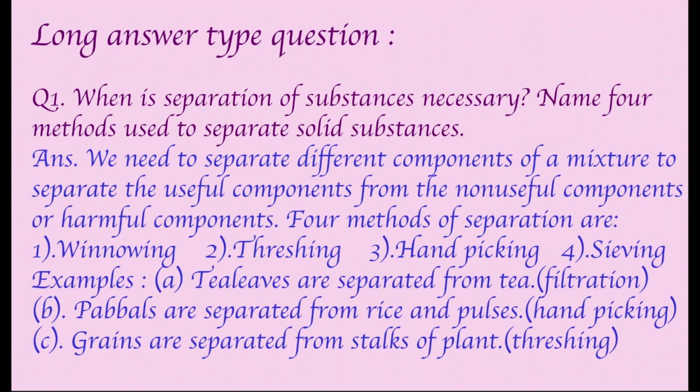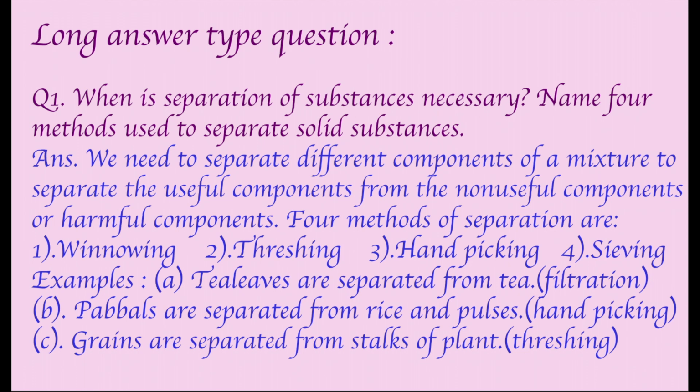Now we'll do long answer type questions. First is, when is separation of substances necessary? Name 4 methods used to separate the solid substances. Answer is, we need to separate different components of a mixture to separate the useful components from the non-useful components or harmful components. 4 methods of separation are winnowing, threshing, hand picking, sieving.